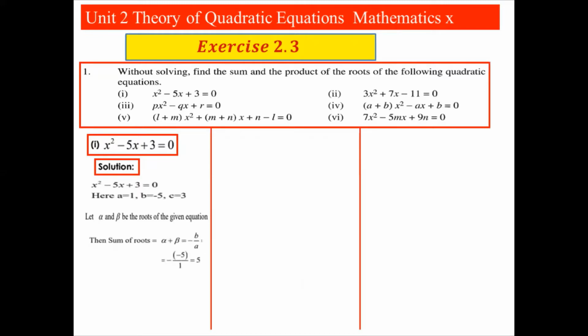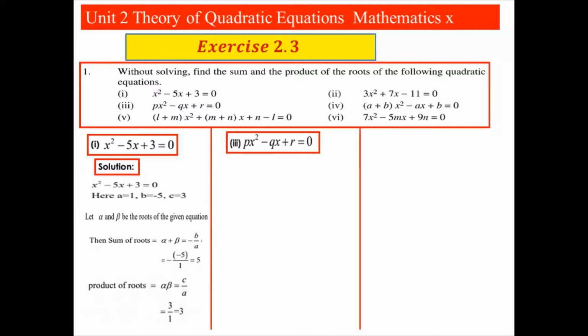Then we know that the sum of the roots is alpha plus beta, and this is equal to minus b by a. So b is minus 5 and a is equal to 1, so the sum of the roots is equal to 5. Now the product of the roots is equal to c by a, and here c is 3 and a is 1. So the product of the roots is 3. So without solving this quadratic equation, we can find the sum as well as the product of the roots.